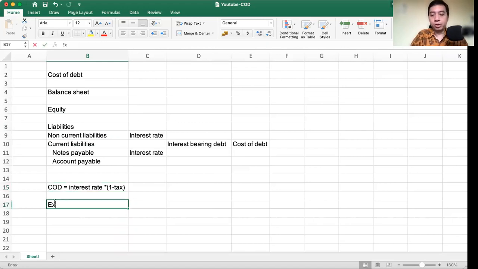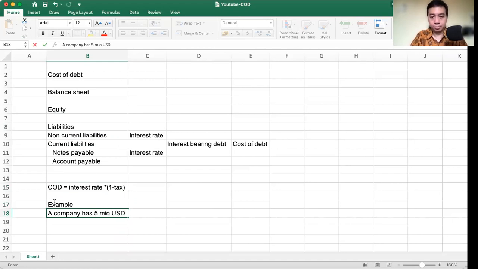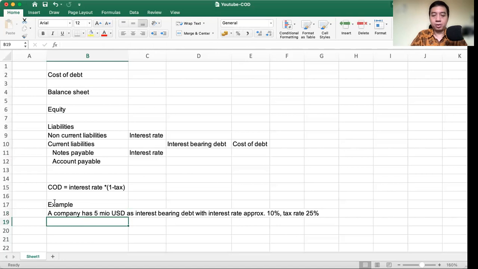Now I'm going to put some example for you. Consider a company has 5 million US dollar as interest bearing debt with interest rate approximately 10% and tax rate is about 25%. So how much is the COD, cost of debt?